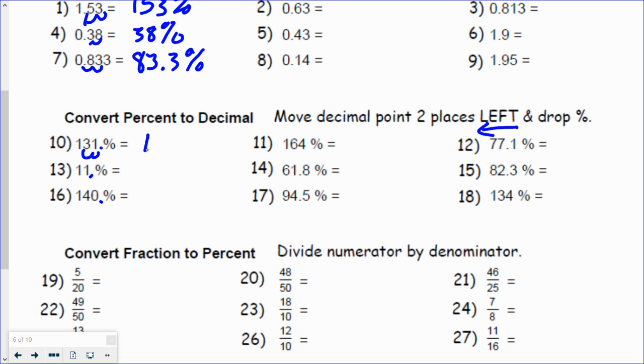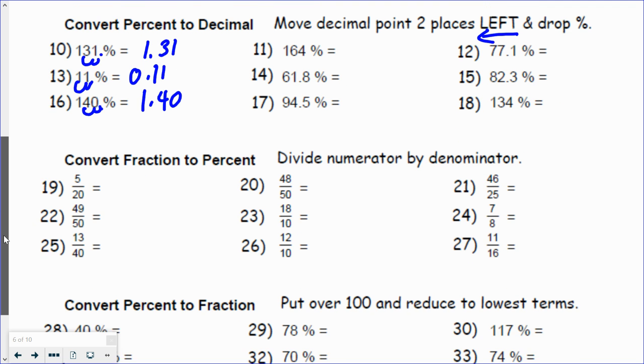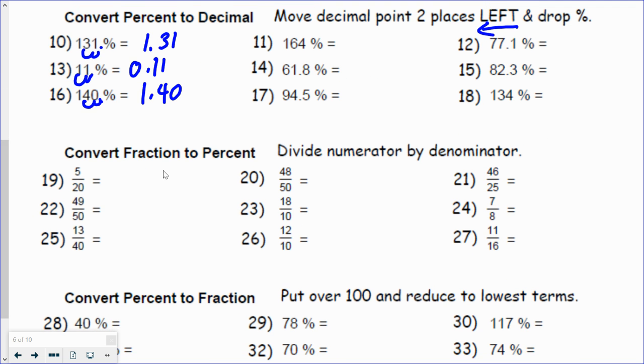1, 2. So 1 and 31/100. Move it over twice. 1, 2. 1, 2. And sometimes you get a whole number with a decimal. Okay. Notice these don't have percent signs anymore because we turned it into a decimal, whereas in the top section, we went from decimal to percent. Okay. Next section. You are going to put a percent sign on all of these.